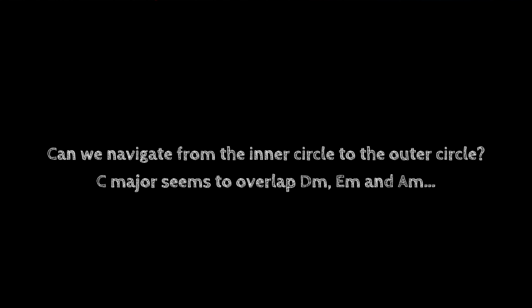Another question was, can we navigate from the outer circle to the inner circle, switching from major to minor? C major seems to overlap D minor, E minor, and A minor. And really, it's just the same answer as before. You're the boss, you're the composer, you make the rules, you make the music. Another question was, there seems to be a third inner layer circle. And yes, that's right, there is a third ring.